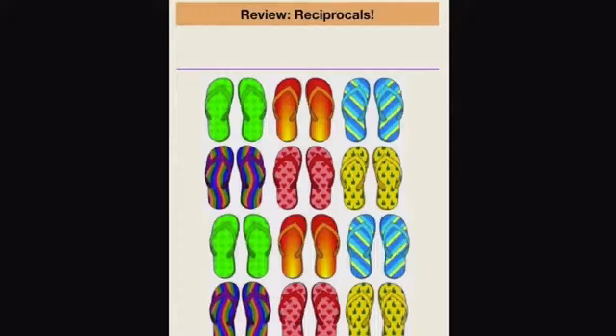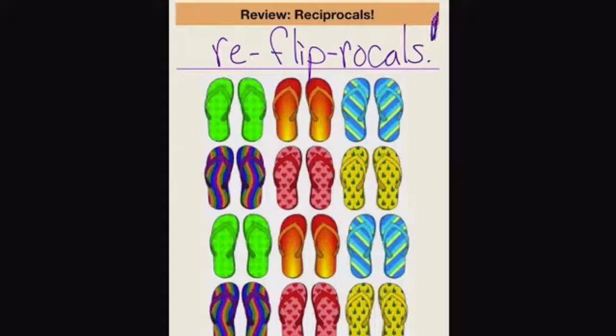Okay, so first we need to review reciprocals. And I'm sure you can see from all of the flip-flops that we're going to be reviewing that I like to call reciprocals refliprocals. You got it. And remember, we call them reciprocal refliprocals because we flip what's on the top and what's on the bottom of each number.